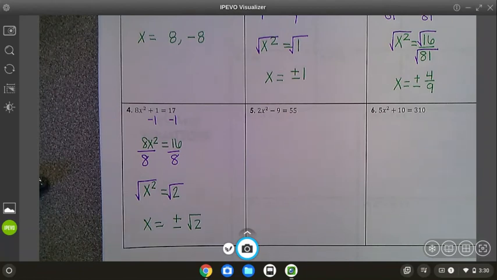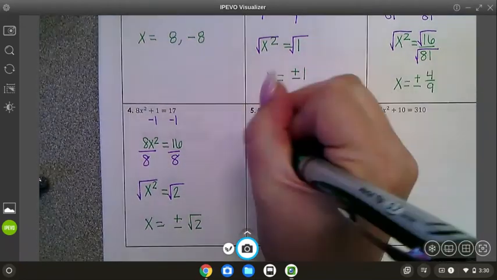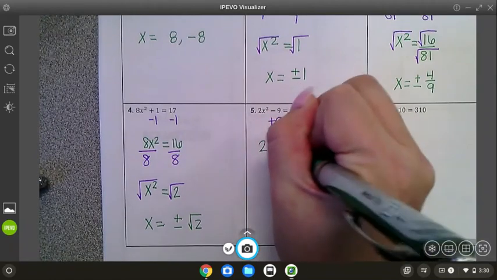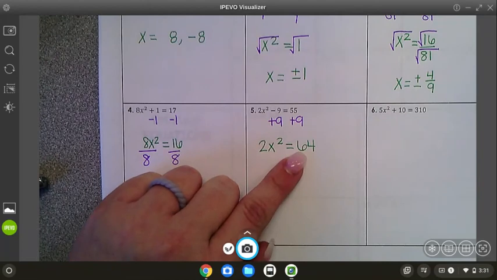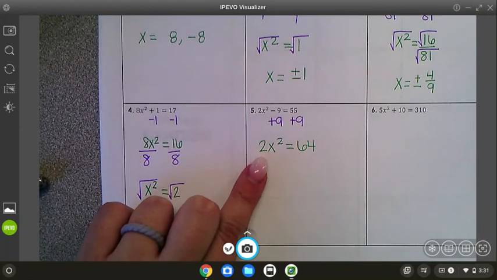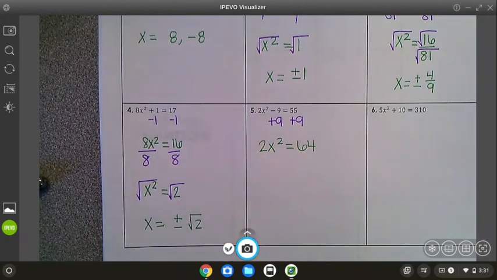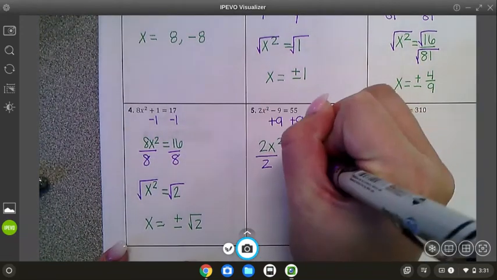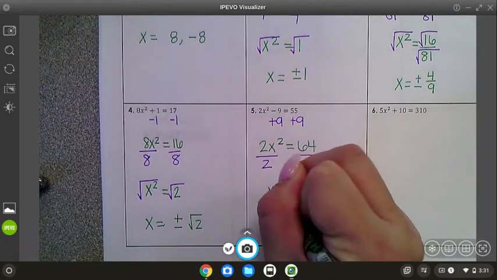Right. Number 5. Let's add 9. And we get 2x squared equals 64. Now right here, you're going to see that's a perfect square, and you're going to be tempted to take the square root. But you cannot take the square root until the only thing left is x squared. So we still have to divide by 2. And that's going to give us x squared equals 32.